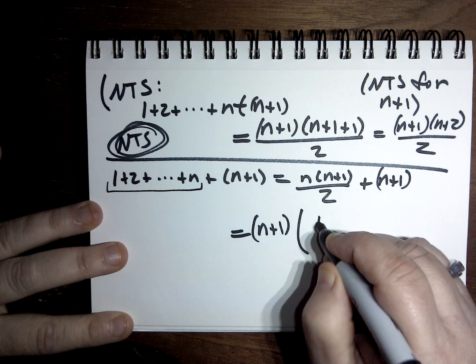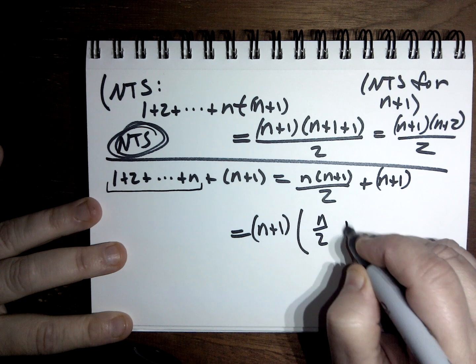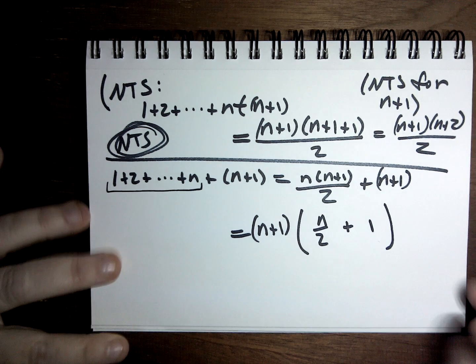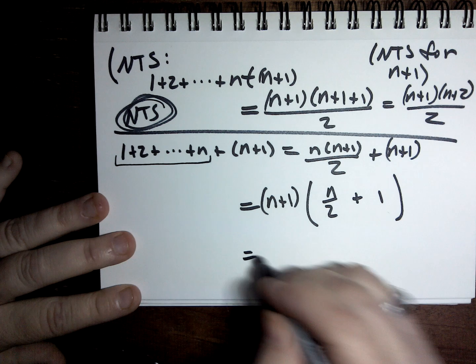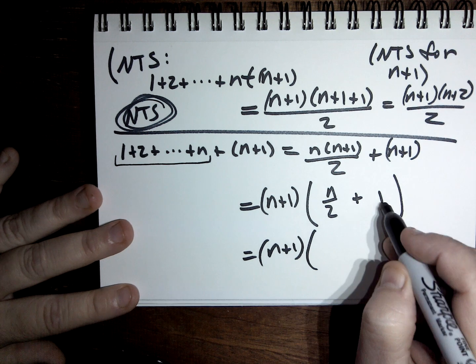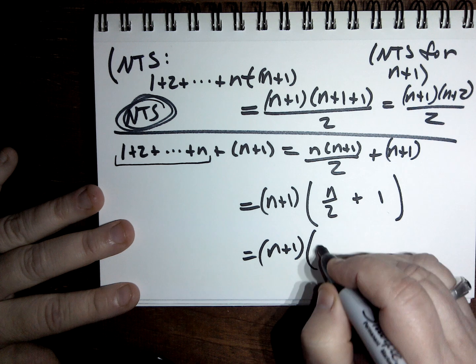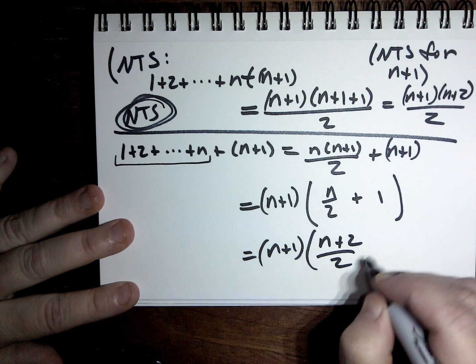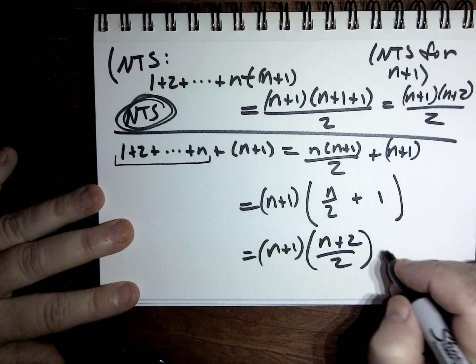And I'm left with n over 2 plus 1. Well, n over 2 plus 1, well, 1 is the same thing as 2 over 2, so this is n plus 2 over 2, which is what we wanted.